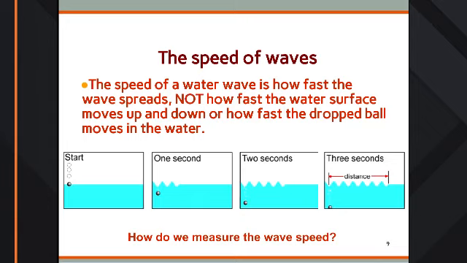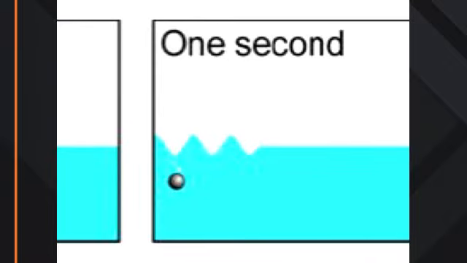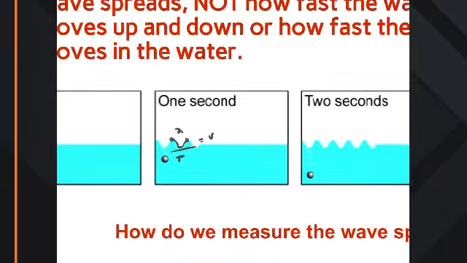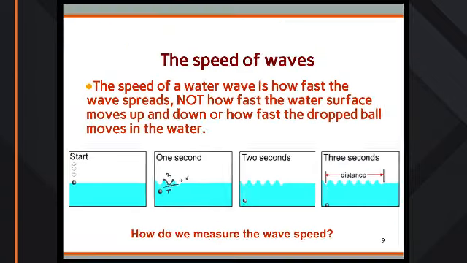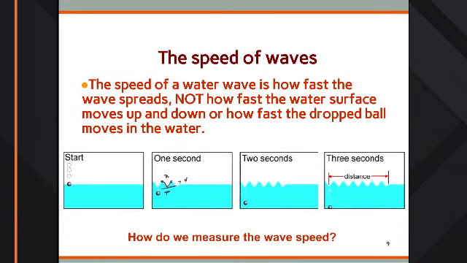So if we're looking at just one cycle, from here to here, we would measure that distance and divide it by whatever time it would take to cover that part. Well, let's say that you can't measure something that small. So what could you do instead?